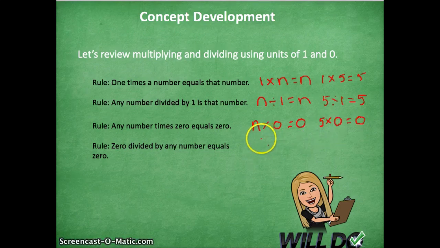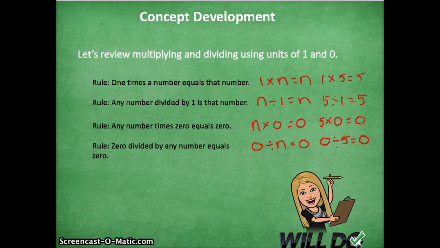And finally, 0 divided by any number equals 0. And that would be like 0 divided by 5 equals 0.